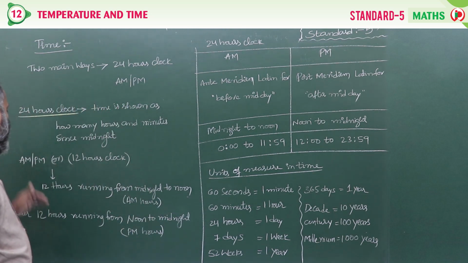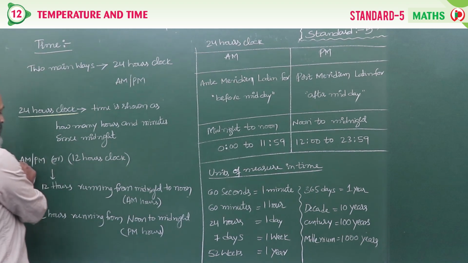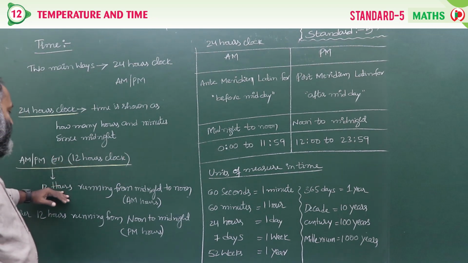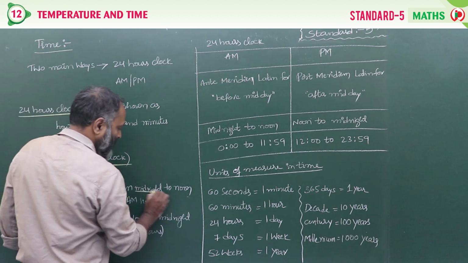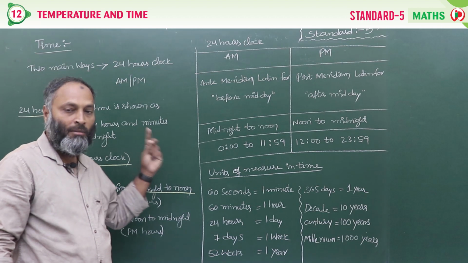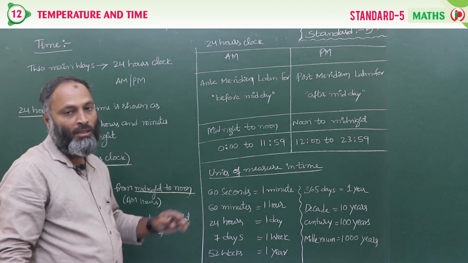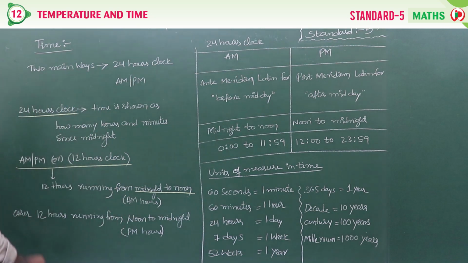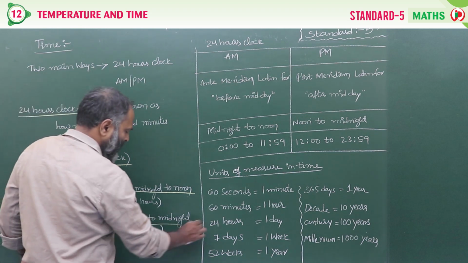AM and PM is the 12 hours clock. How is the time represented? We first divide into 12 hours, from midnight to noon. All those hours are AM hours. Now the other 12 hours are from noon to midnight.